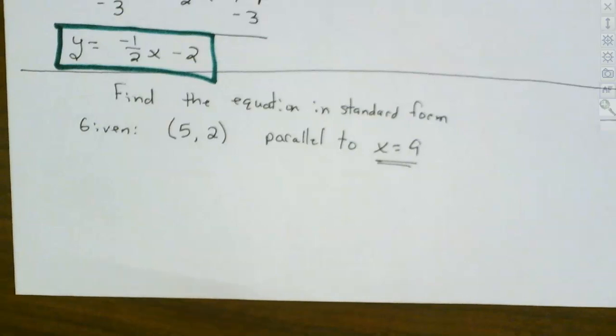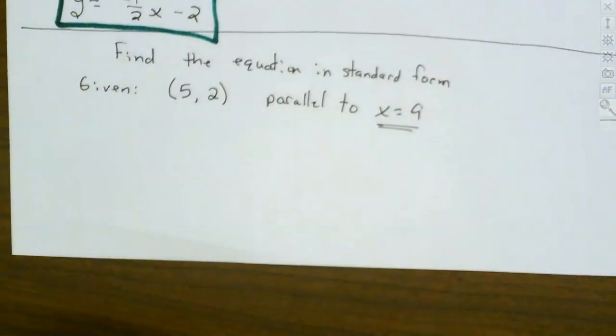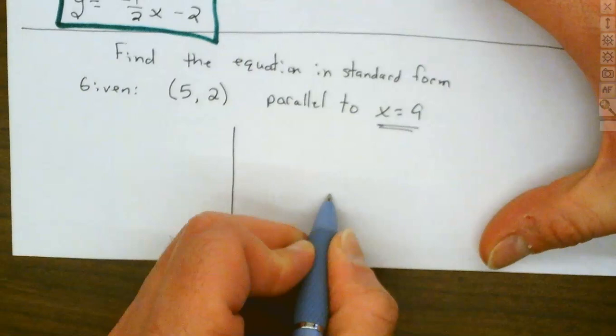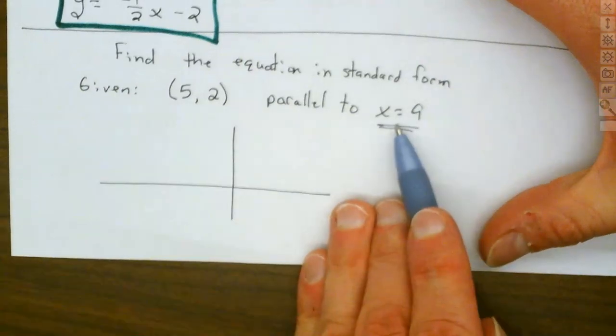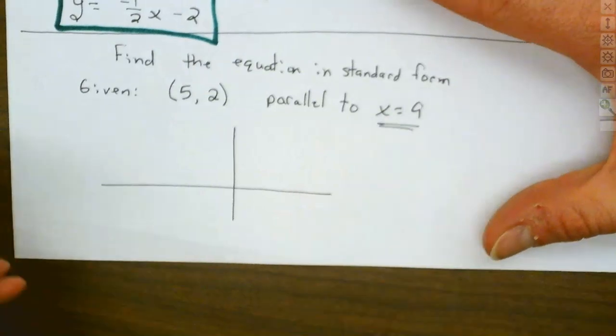Parallel lines look like this or like this. They never, ever cross. So we are not going to have to do this one with any numbers, with any mathematics. We're going to draw a picture, and you're going to see how we get our answer. So when I say parallel to x, let's first draw that line and graph that line, x equals 9. What would it be if I graphed x equals 9?